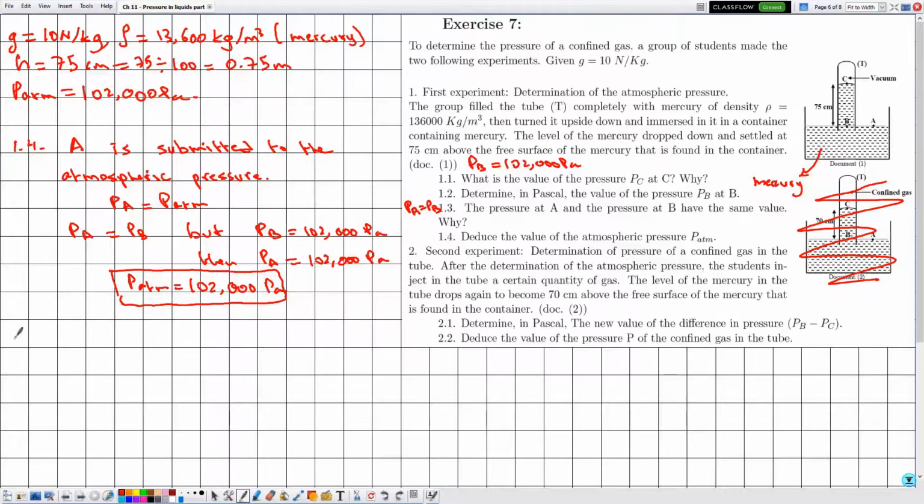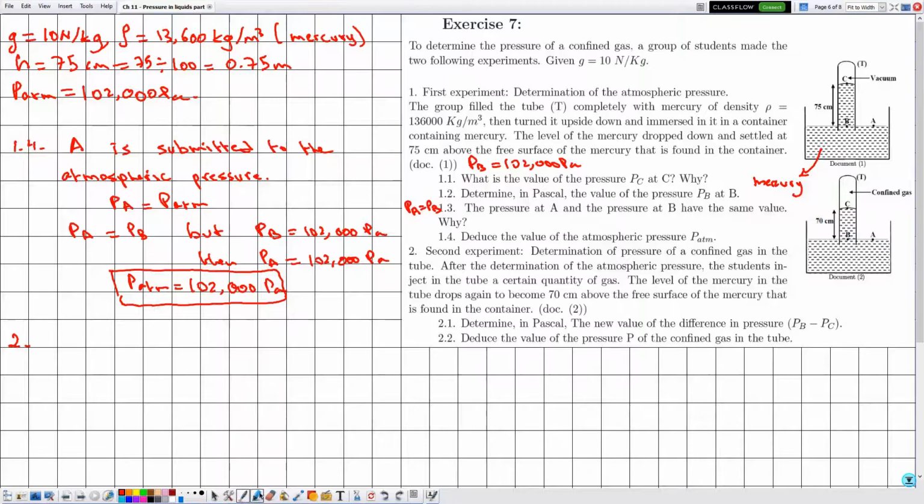Now number 2, second experiment, determination of a pressure of a confined gas in the tube. After the determination of the atmospheric pressure, which corresponds to the first experiment, the students inject in the tube a certain quantity of gas. The level of the mercury in the tube drops down again to become 70 centimeters above the free surface of the mercury found in the container, document 2. So they mentioned document 2, now we can use it.